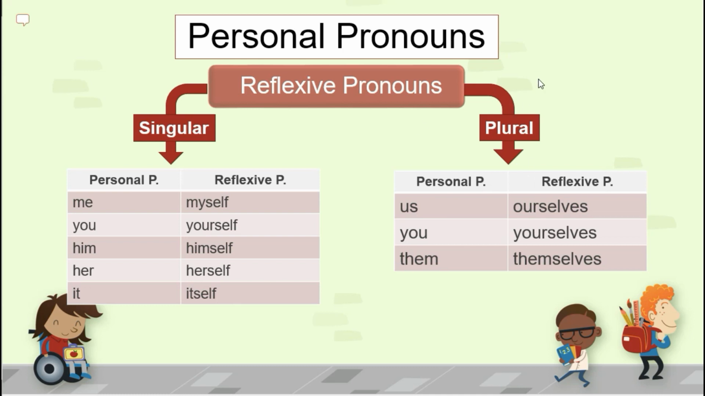Now you can see the plural form here, us, you and them. Please keep in mind that you can use the word you as in singular form and plural form depending on the sentence. Now if you have us, it turns to ourselves. You, yourselves. Them, themselves. All of these are called object pronouns, with the exception of you and it. They are the receivers and not the doers. None of these pronouns can be a subject in a sentence.